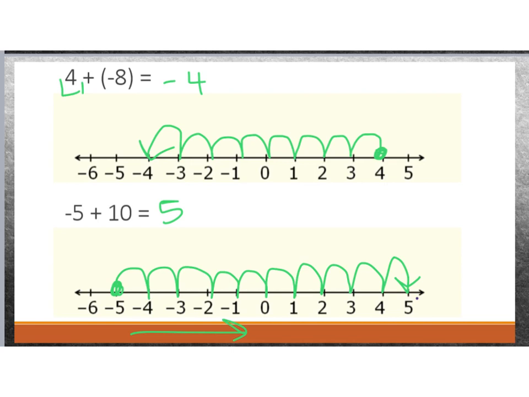So this was just a way to model adding with integer chips and on the number line. Yes, we need you to draw your chips, and yes, we need you to draw the number line exactly how we've done it.